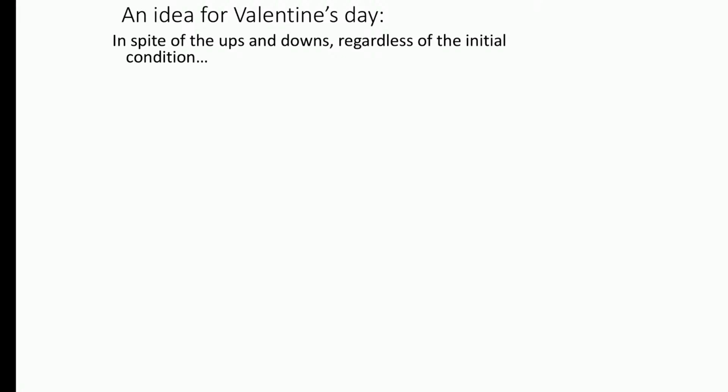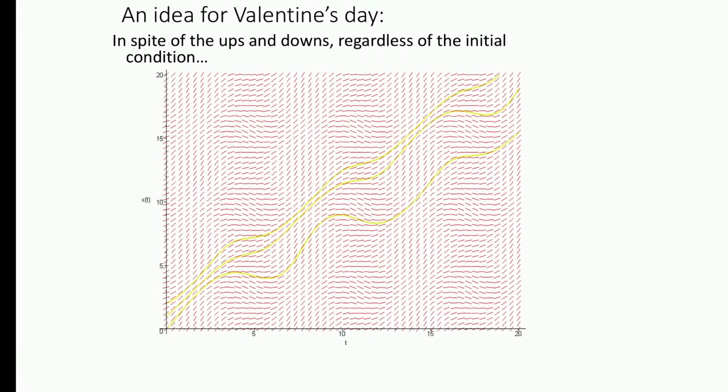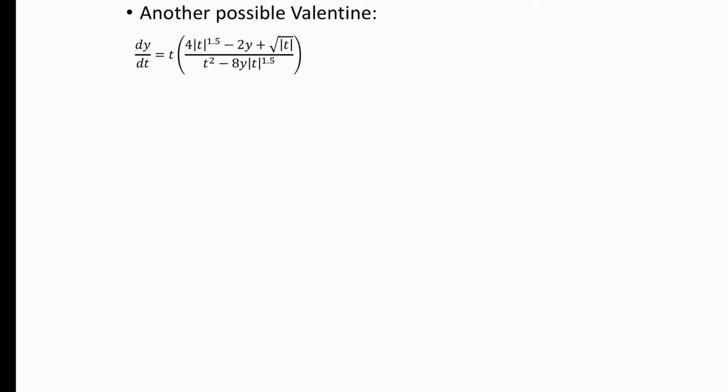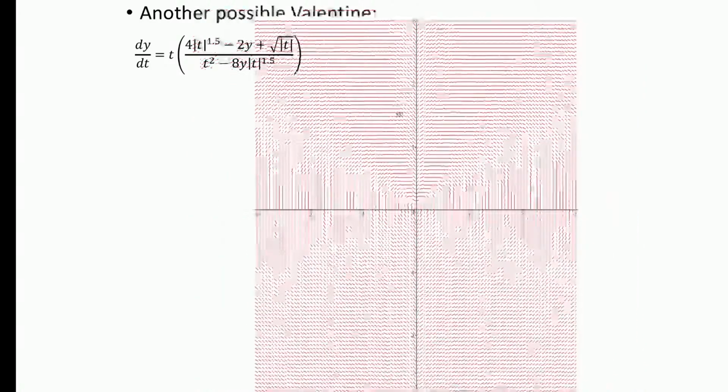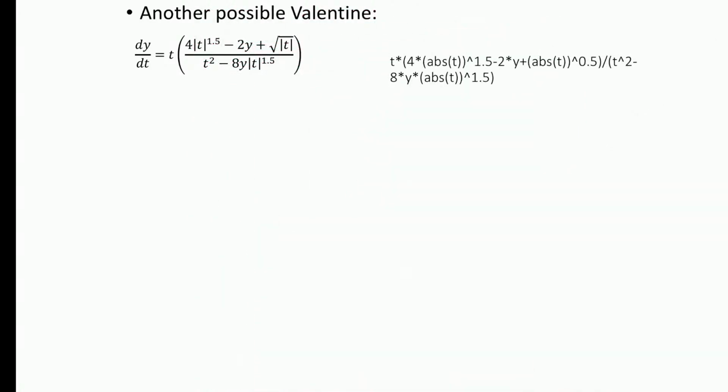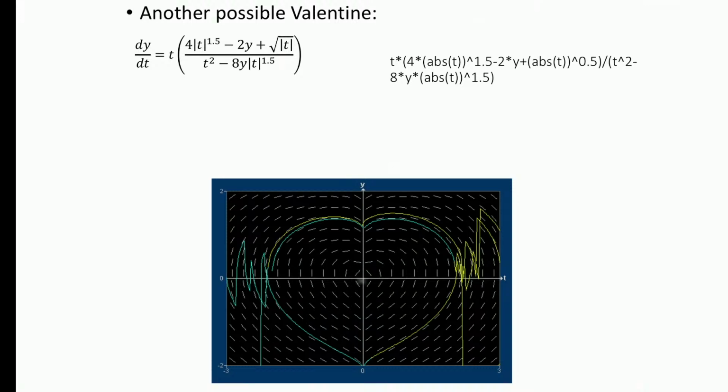So here's a good example. In spite of the ups and downs, regardless of the initial condition, this could be on the outside of your card. And then you could say on the inside, I love you much more today than the day we met. So you can see all of the solutions on this slope field. Okay, very nice. Or you could have this on the outside, and then here's the slope field. I don't know if you can see what's going on with this slope field. I've got it done. I did it online. Oh wait, maybe that's another one. Yeah, I guess I get a little out of control there.